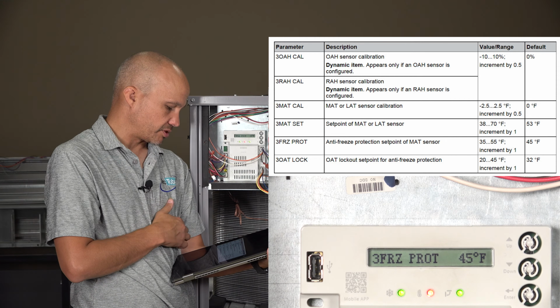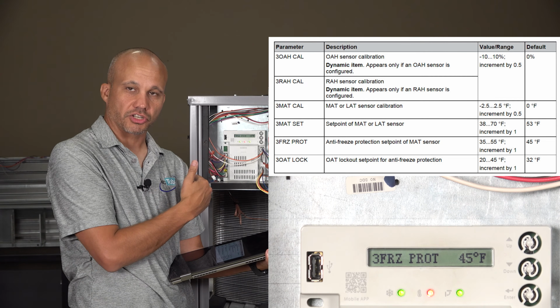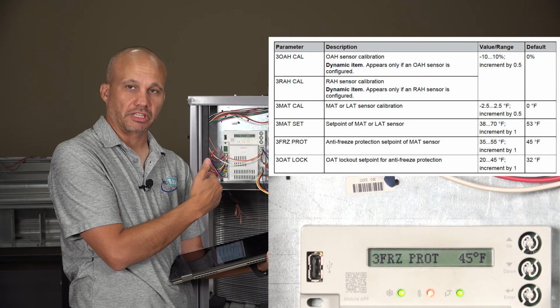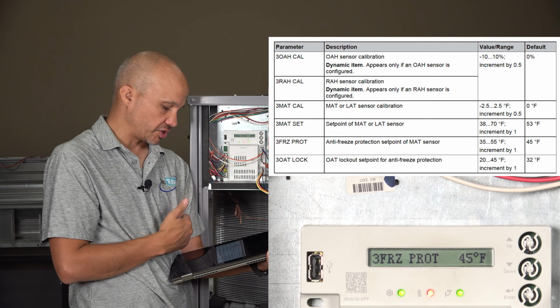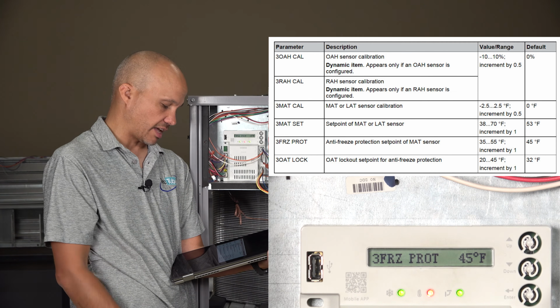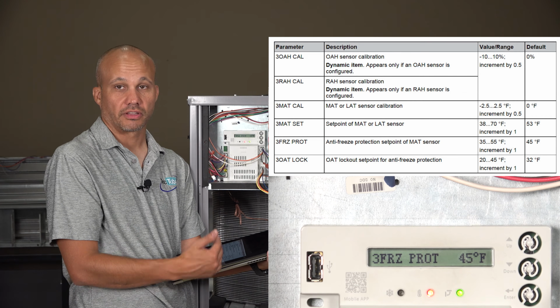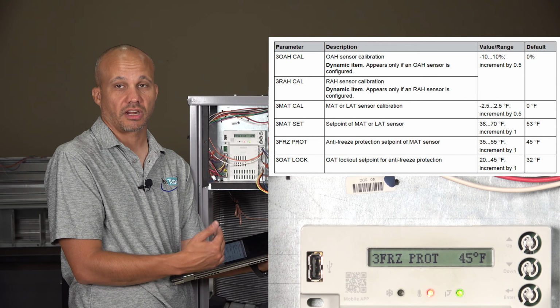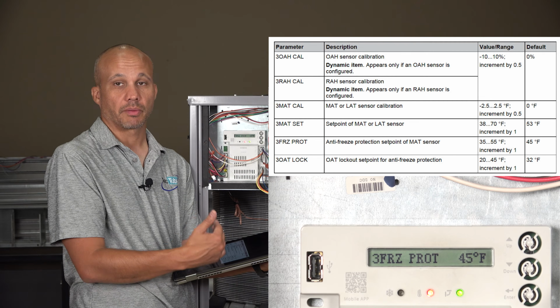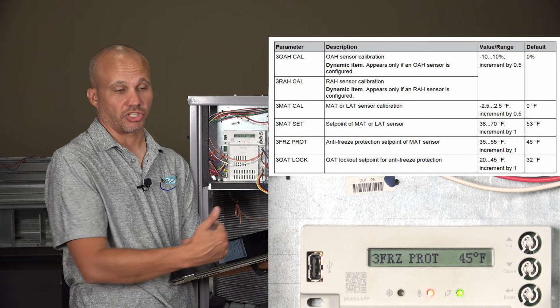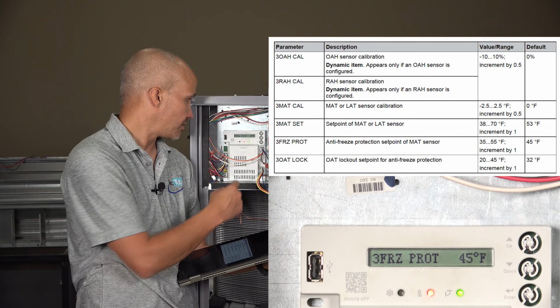Antifreeze mixed air temperature set point. So the first setting I just showed you was whether the damper goes fully closed or minimum position on a freeze situation. This is the temperature at which it does that. So 45 degrees is the default. So if it gets below 45 degrees in the mixed air, we assume that it's a problem. We go ahead and shut the system down, or specifically shut the outside air intake system down.